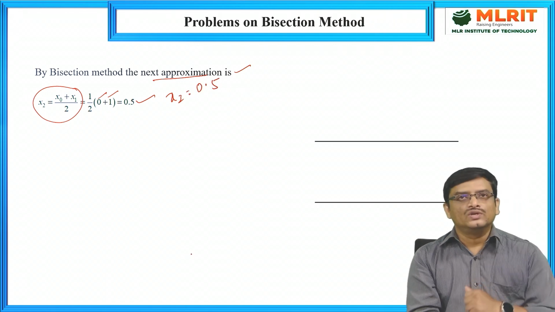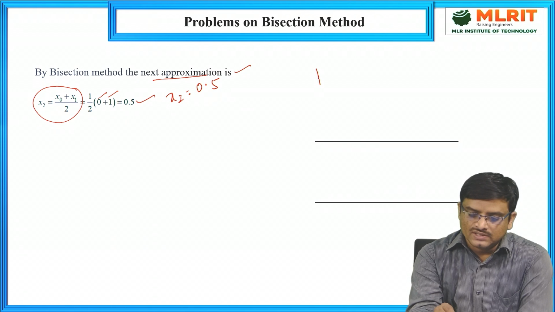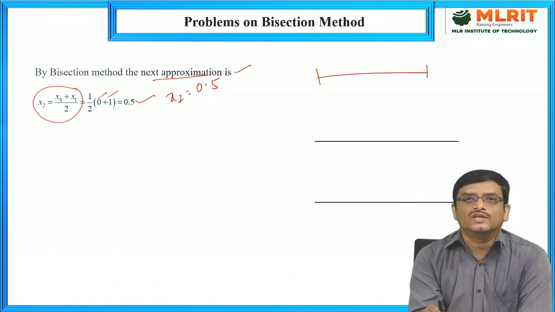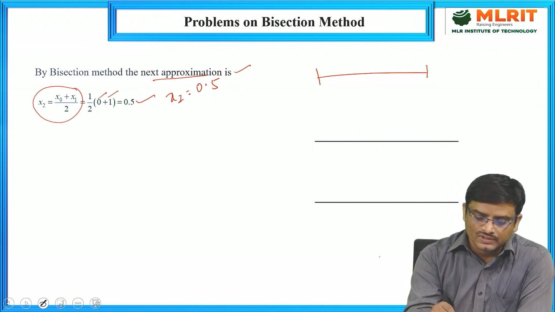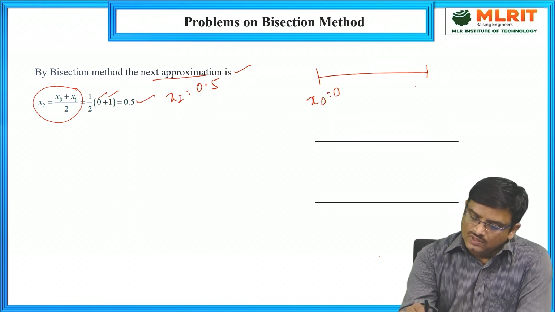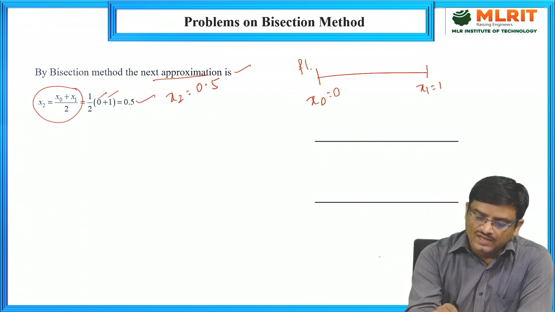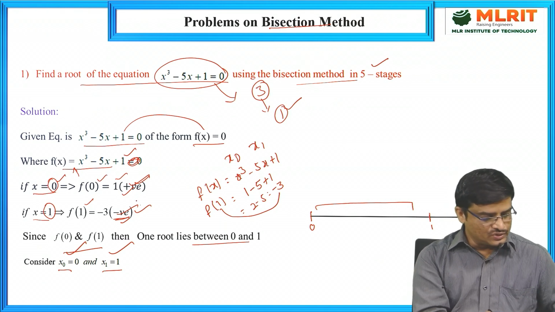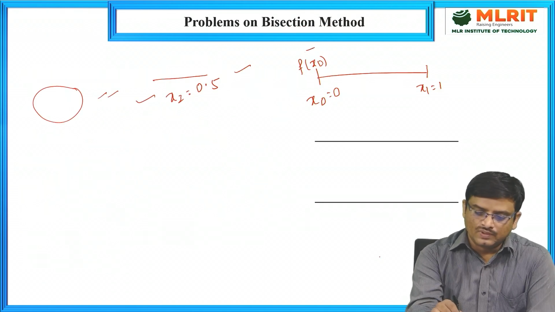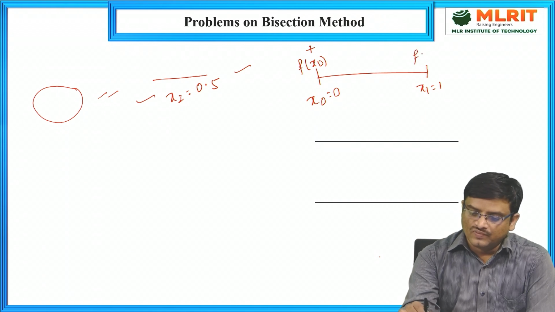Okay, so now whenever we get this conclusion that the root we are going to find lies between these two real numbers, suppose we have taken x0 is equal to 0 and x1 is equal to 1, and we got f of x0, that is f of 0, with a positive sign, and for f of 1, or f of x1, we have a negative sign.